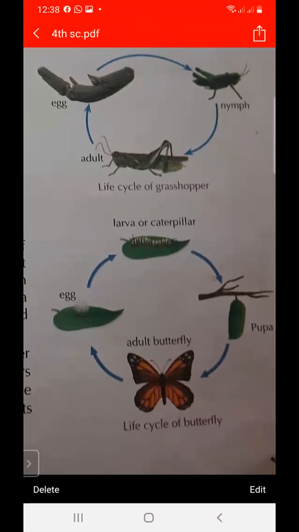And after the larva, it will convert into the pupa. And when the outer shell is made, the cocoon bursts out. Then this will change into the adult butterfly.